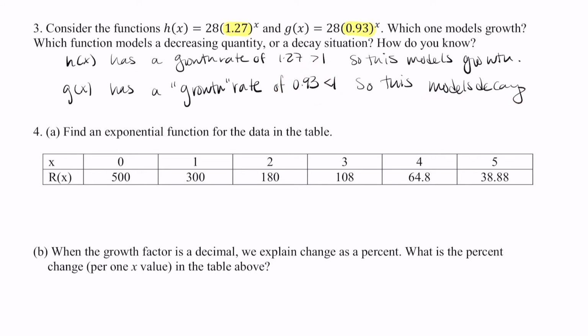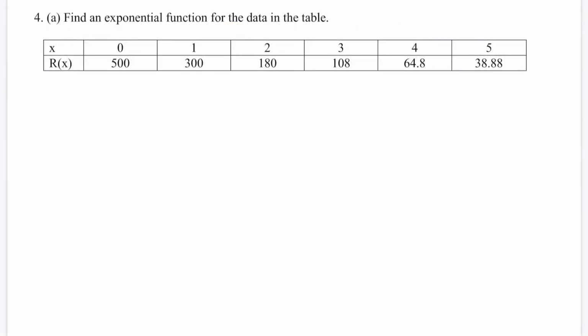Finally, for number 4, let's find an exponential function for the data in the table. And I am low on space, so I'm going to move this to another page. All right, for this final problem, we're going to find an exponential function for the data in this table. So let's recall what these functions look like. Typically, y equals ab to the x power. And we have some x's and we have some y's. In this case, we're not calling it y, we're calling it r of x. So r of x equals a times b to the x power.